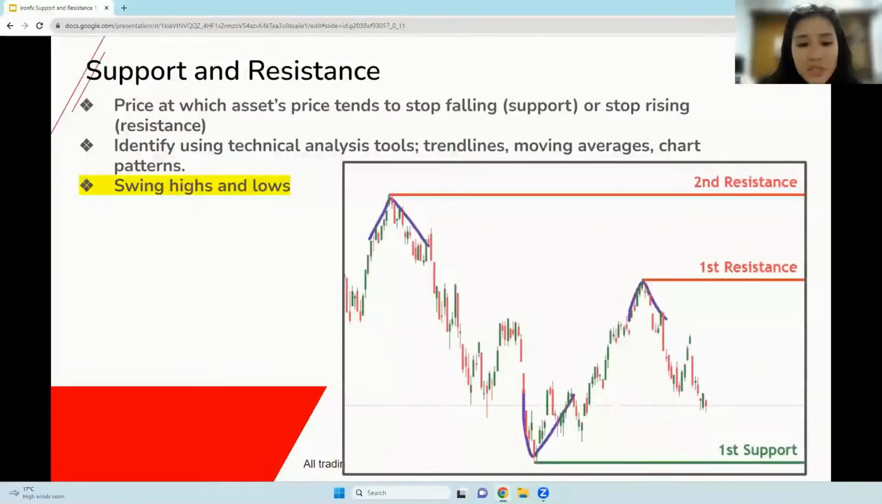So I've added an image here for you to see how exactly we can use swing highs and lows as resistance and support levels, but we will go through it more in depth in the next few slides. So take note of how there are clear peaks and troughs in the market structure, and these areas can be used as your support and resistance levels.